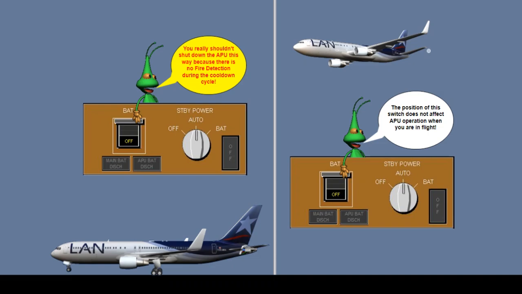Now, attempting to shut down the APU by use of the battery switch is not a legitimate way of shutting down the APU, because it could result in loss of fire detection if the APU continues to operate for the cool-down cycle when the battery switch has turned off the fire detection. In flight, the position or selection of the battery switch has no effect on APU operation.